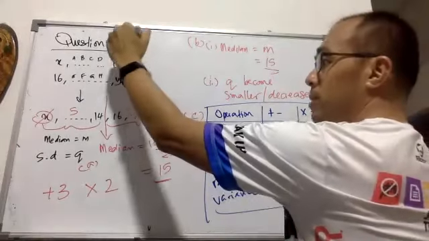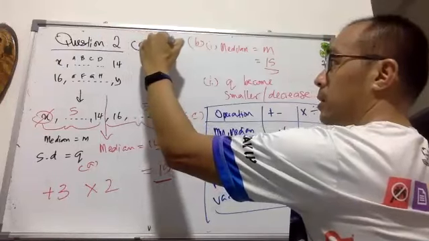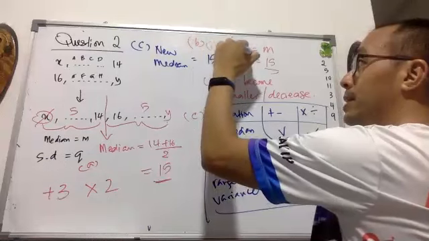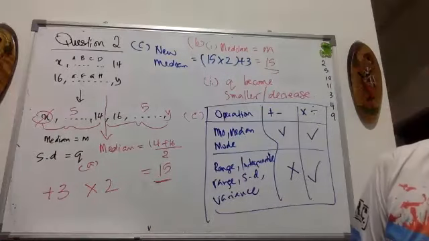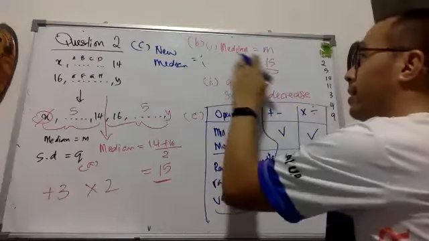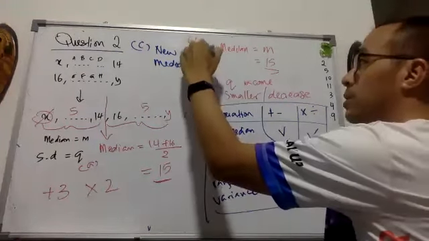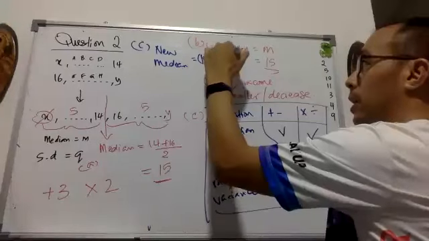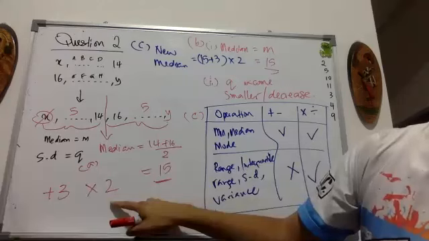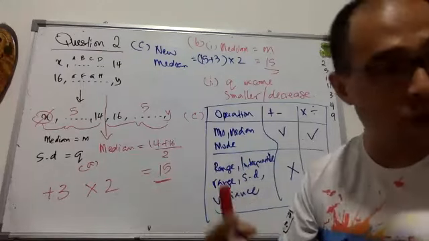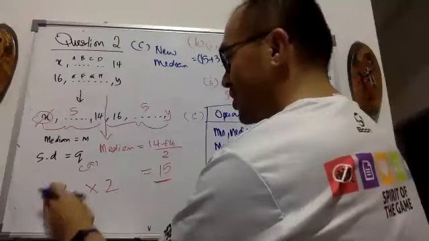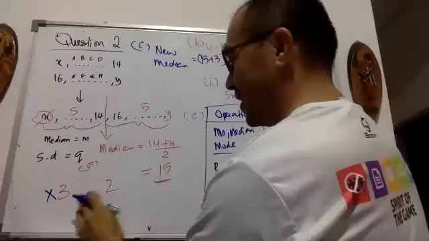So our new median will be 15 times 2 plus 3. Oh, no, 15 plus 3 times 2. First, you have to add, because the question says add first. So 15 plus 3, okay, times 2. Because the order is, if 3 is multiplied and 2 is added.